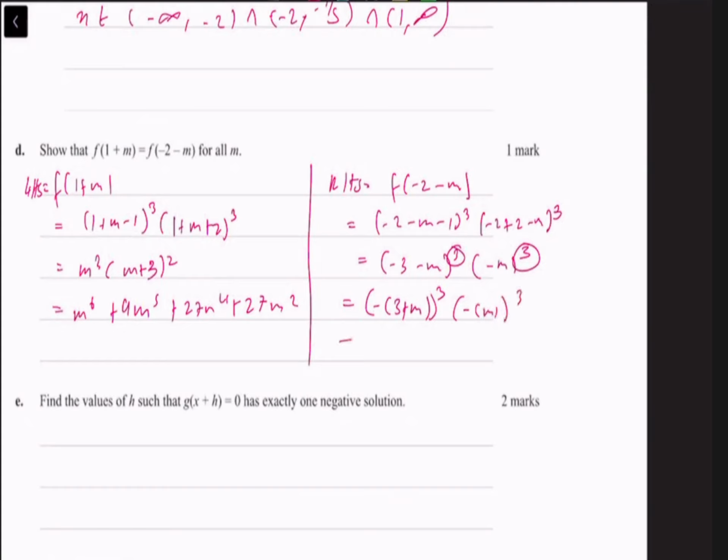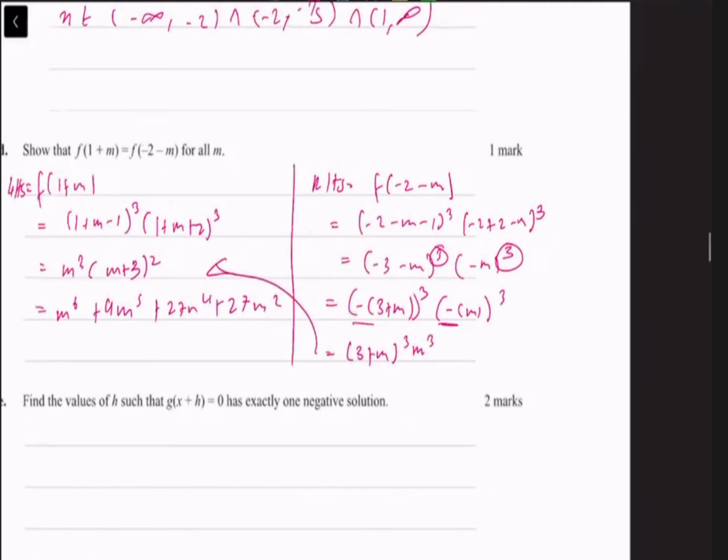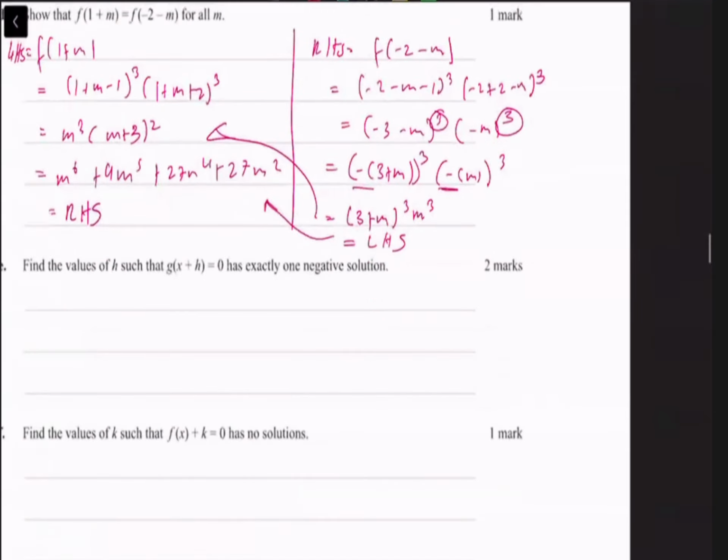So negative 1 to the power of 3 is negative 1 from here, and same with here. So if you multiply these two, you just get positive. That's why it's going to be 3 plus m to the 3. So you actually get the same answer here. You might want to expand it, but it doesn't really matter. Just make sure you write equals left-hand side and equals right-hand side on both of them.